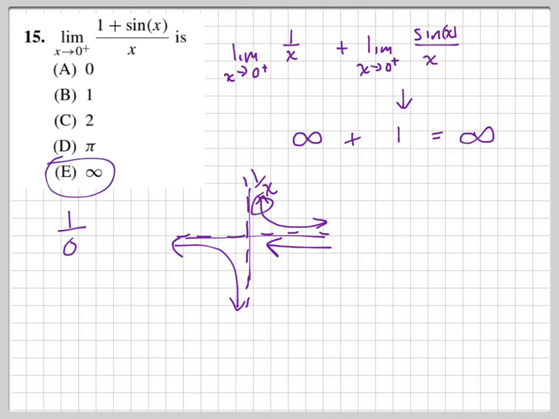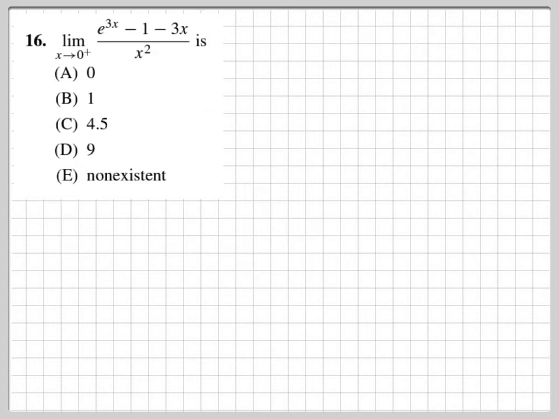Now you might be wondering, why is this problem in here? It's probably in here to try to trick you to use L'Hopital's rule. And you can't, because we don't have an indeterminate form. So don't fall into that trap. All right, next one.